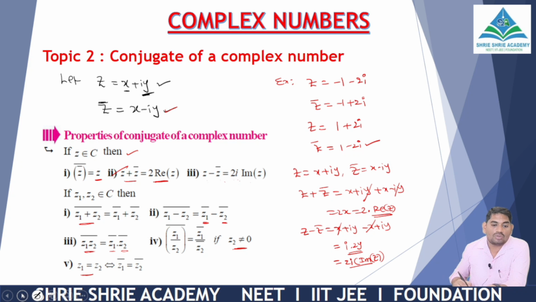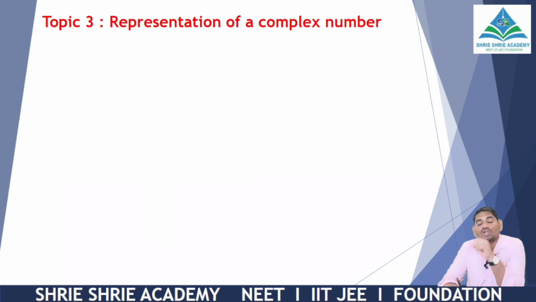Then move on to the next topic, representation of a complex number. So how to represent the complex number? There are three ways of representing the complex number: one is the rectangular form, the other one is the polar form, and the third one is the Euler form. Let us start with the first form, the rectangular form of a complex number.